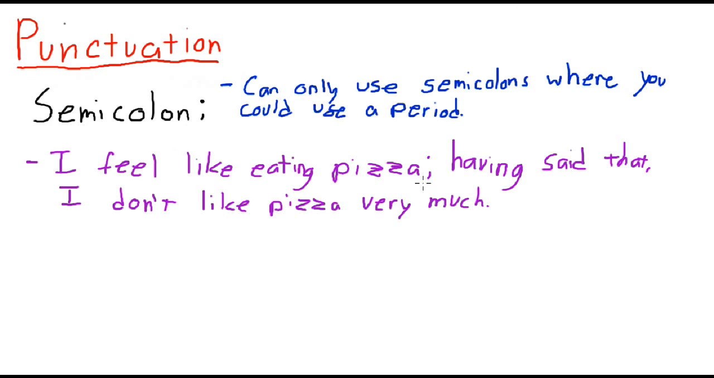But if we look, it says, I feel like eating pizza. Having said that, I don't like pizza very much. Alright, well if we look, we have the semicolon here. Okay, it's not an I, it is a semicolon. We have two sentences. I feel like eating pizza. Well, that is the first sentence. And the second sentence is, having said that, I don't like pizza very much. Okay, and both those sentences could be separated just fine by a period. Alright? So hopefully that will help you a little bit more. Okay, but like I said, they're not really necessary. But we use the semicolon to separate two sentences, and they can only be used where you could use a period.